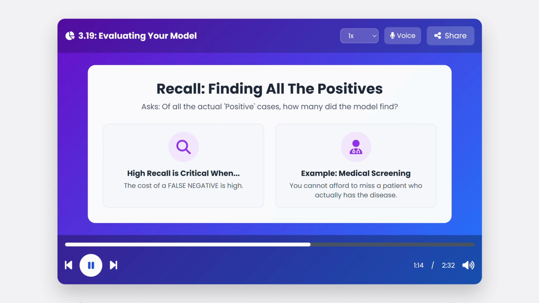The other side of the coin is recall. Recall answers the question, out of all the actual positive cases in the data, how many did our model successfully find? Recall is about the quantity or completeness of your positive predictions. You need high recall when the cost of a false negative is high. Think of a medical test for a serious disease. You absolutely cannot afford to miss a single patient who is actually sick.